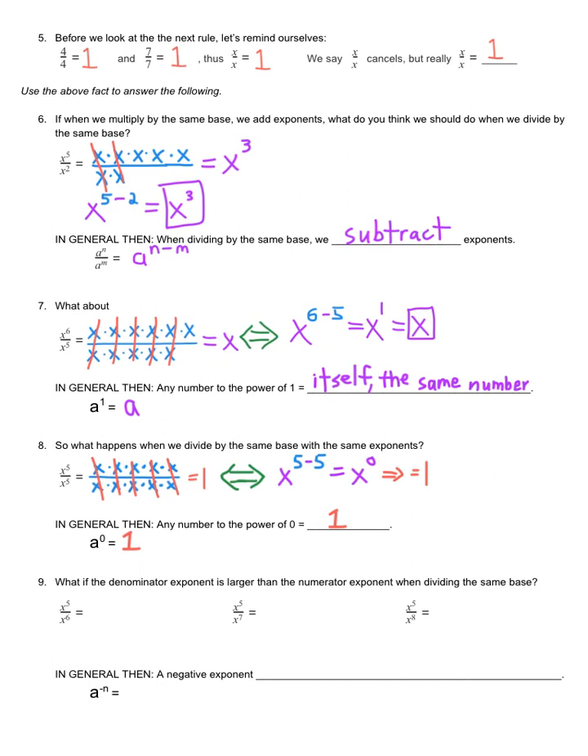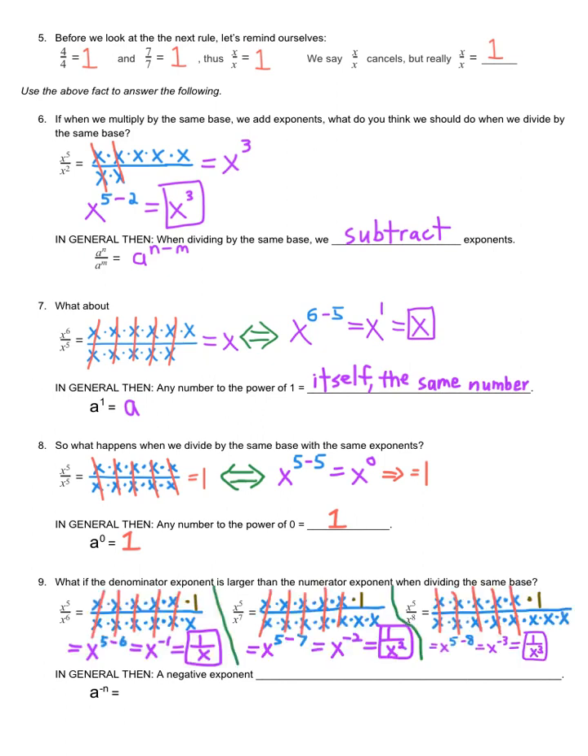Let's extend this now. What happens when my numerator is not bigger or equal to my denominator? What happens when my denominator exponent is actually larger than the numerator exponent? Take a moment and try to solve these 3 problems. x to the 5th over x to the 6th, x to the 5th over x to the 7th, and x to the 5th over x to the 8th. You should have gotten these answers.